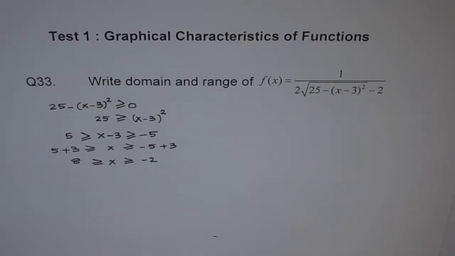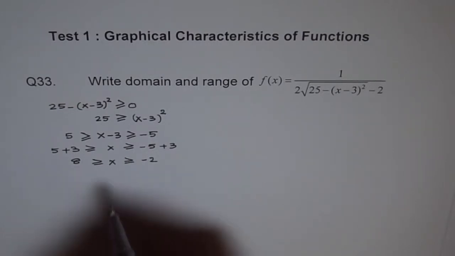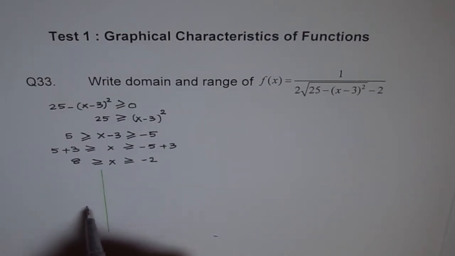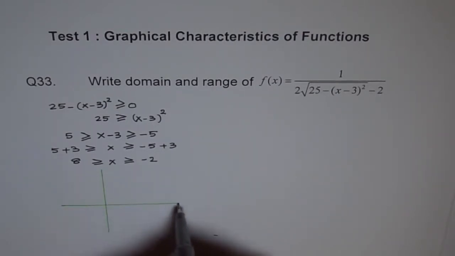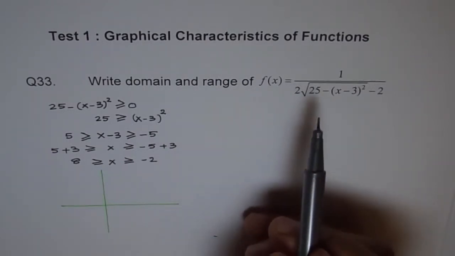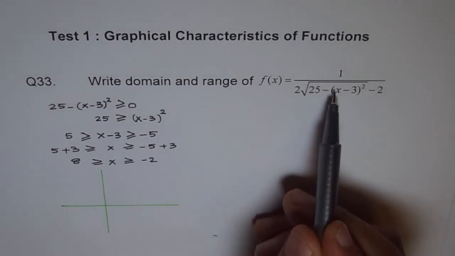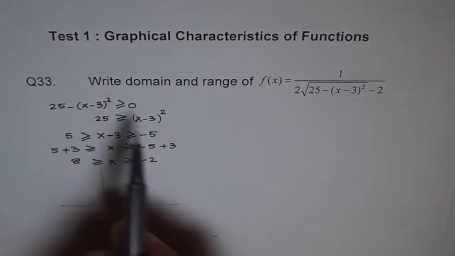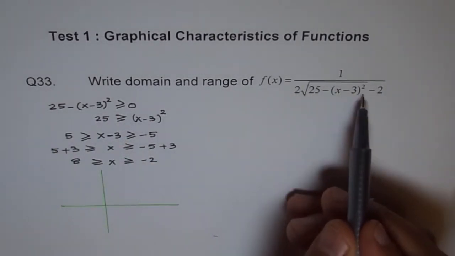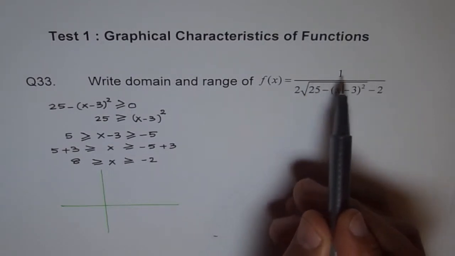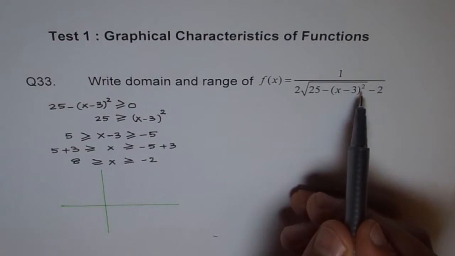Now, does that make sense to you? Let's see. We can see it in a different way also. Let's try to sketch this function approximately, okay? We are now trying to sketch the square root of 25 minus (x minus 3) squared, the function within the square root. Do you know what this is? This is the equation of a semicircle, the positive half of a circle, correct?